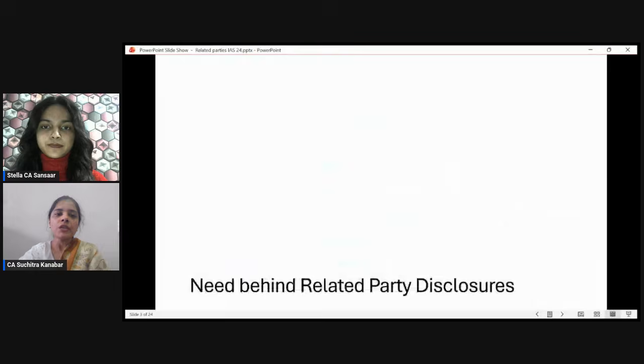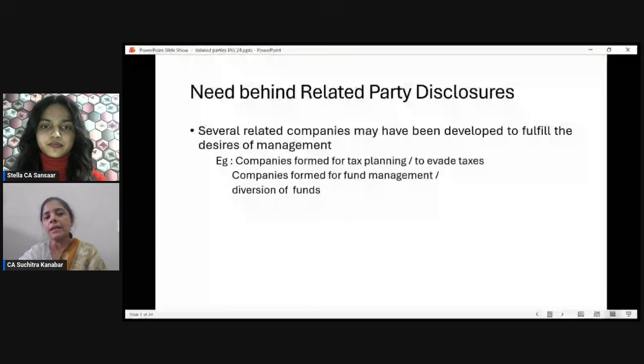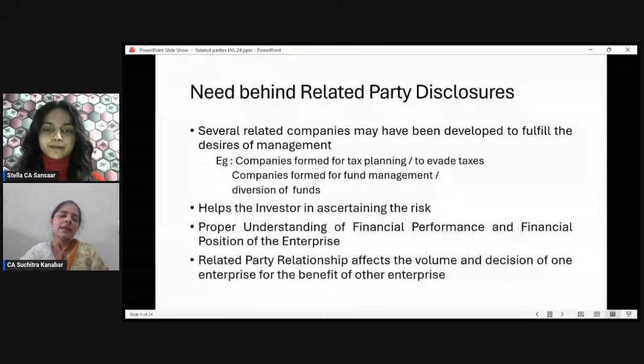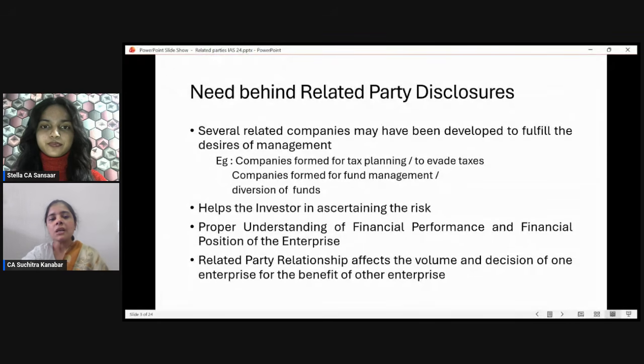First and foremost, we need to understand why we need related party disclosures. Nowadays, we see that transactions are entered into with entities which are very close to us. The reason could be tax planning, evasion of taxes, diversion of funds, or the companies have simply been formed to manage the funds of other companies. So the investor has to be made aware that these transactions have been entered into for some purpose, and they are not in the normal course of business which we enter into with other parties.